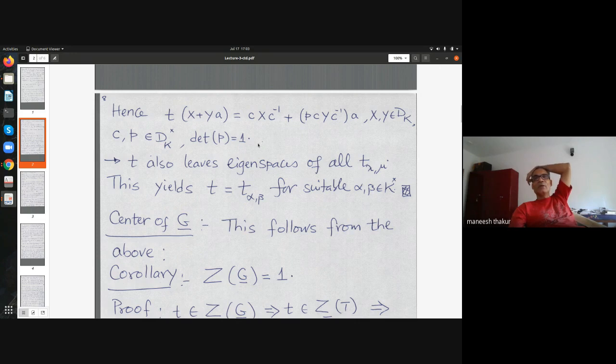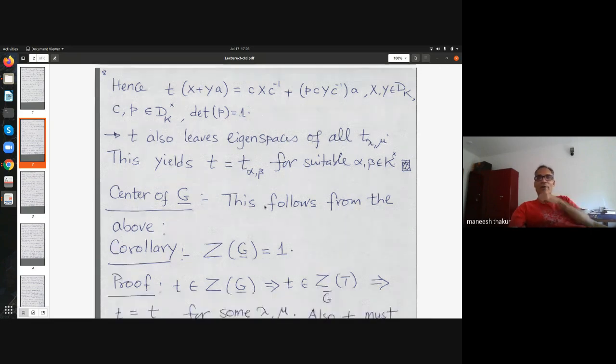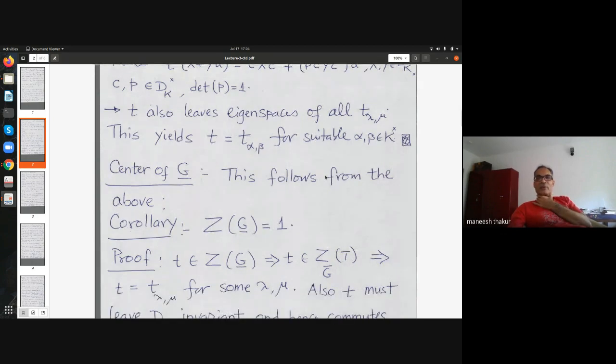Correct. Such considerations, you will have to do some work. It's not obvious here. Correct. By a similar argument, I'm saying it leaves eigenspaces of all T lambda mu's. And finally, using that, you can write down explicitly what those are, and then that allows you this. I'm not writing the details. They are messy details, so obviously I'm not writing them down.